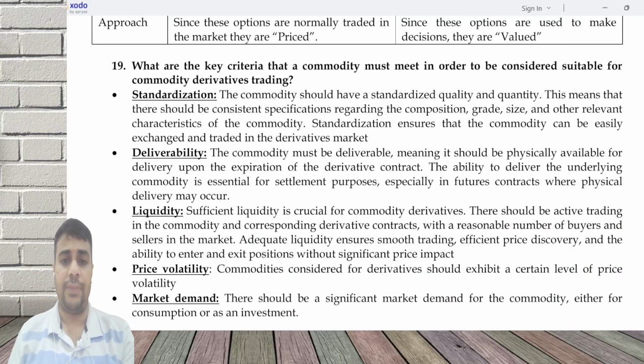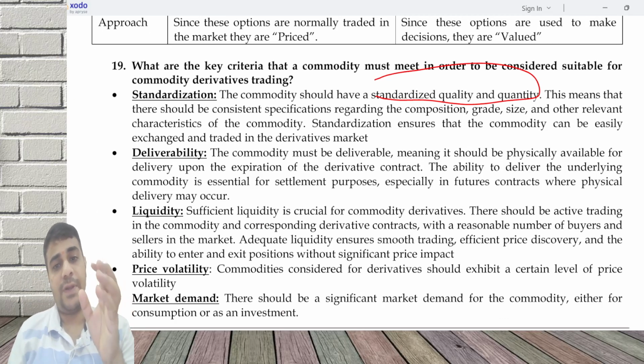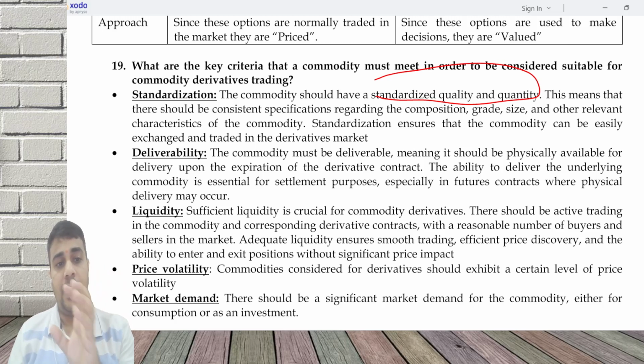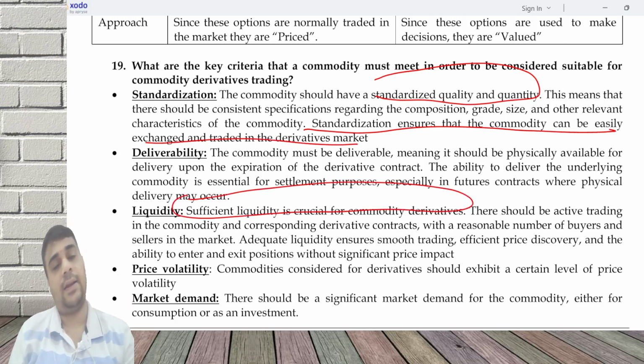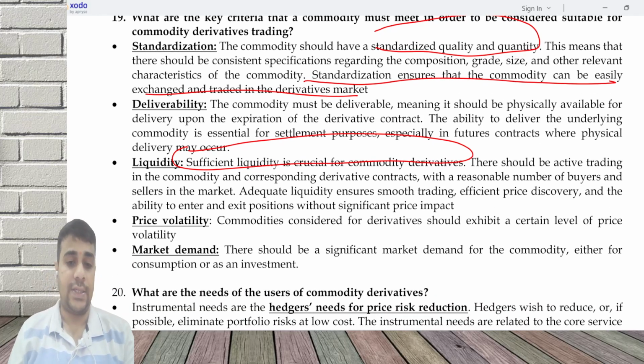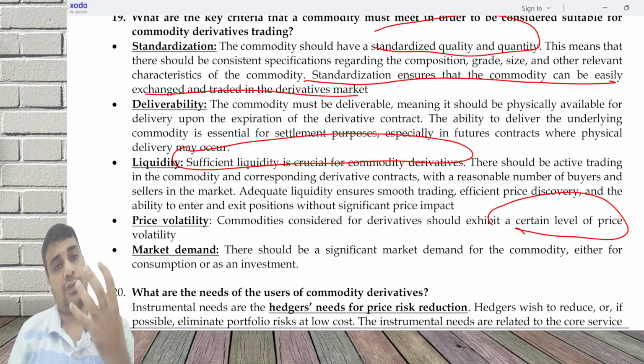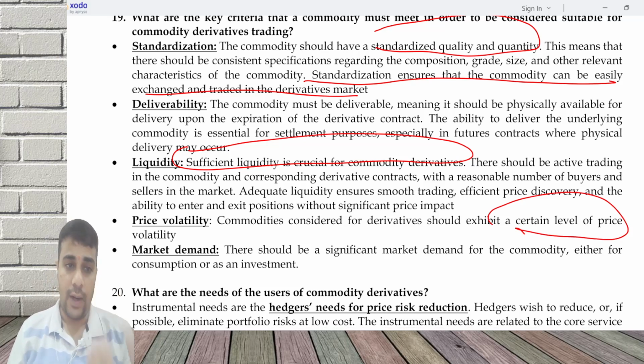Standardization means you should be able to have standardized quality and quantity, specifications regarding the composition, grade, all should be very clear, should be easily exchanged and traded. Deliverability means you can deliver them. Liquidity is very very crucial, actively traded. Price volatility, certain level of price volatility. Market demand, there should be a demand for the commodity for consumption purpose or for investment purpose. If it's not there, nobody is going to enter into commodity derivatives trading.